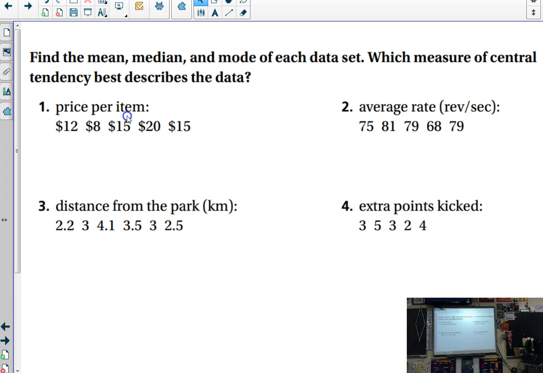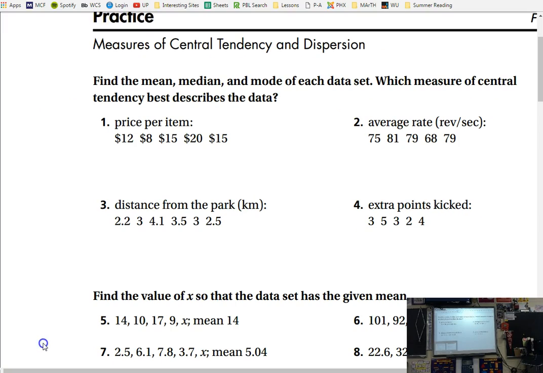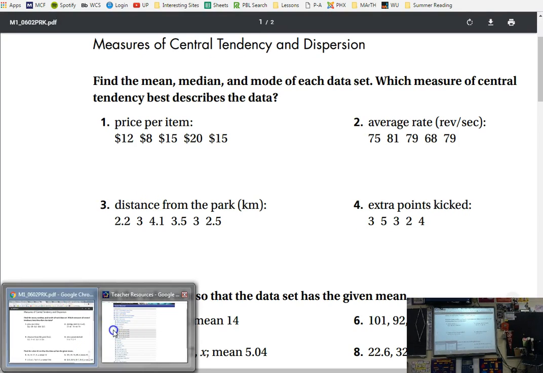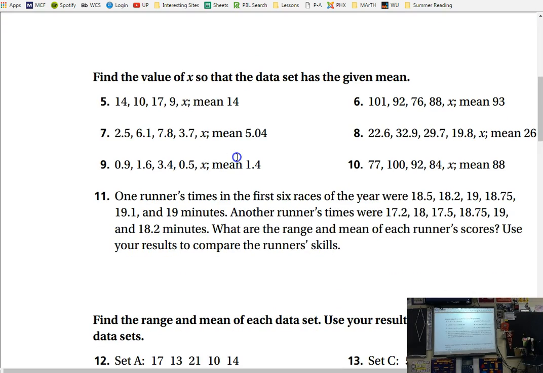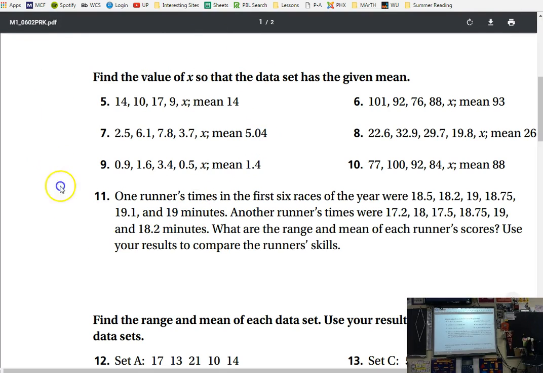Other questions from those four? Central tendency? All right. Other questions on this homework? There's a really easy way to do this, by the way. I don't have any issues on these.